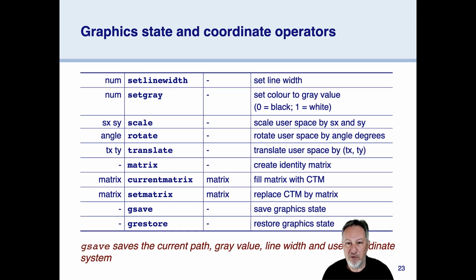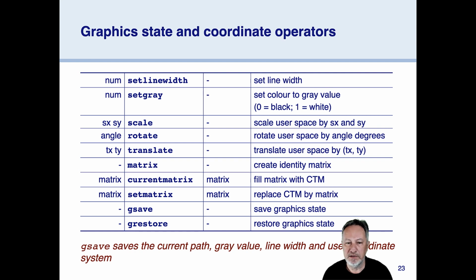To manipulate the graphics state, we've got a number of operators, some of which we've seen. So we can set the line width, we saw that much earlier. We can set the grayscale. We can scale the user space by SX and SY. So when we scale, we don't need to scale the same amount in both directions. We can also rotate the user space by a certain angle. We can translate it by TX and TY.